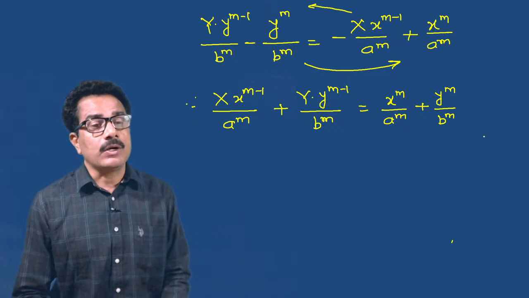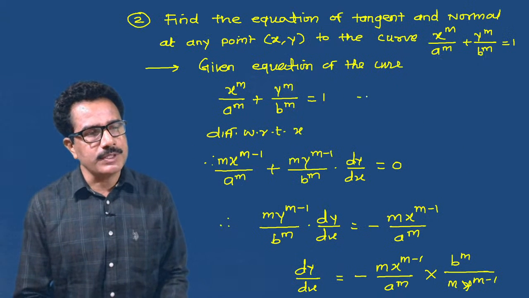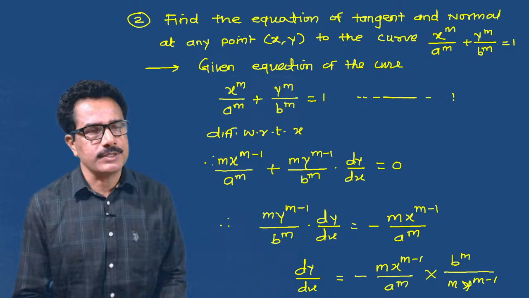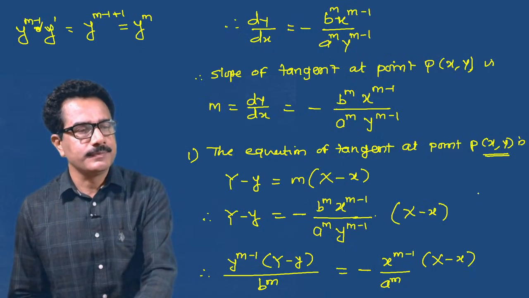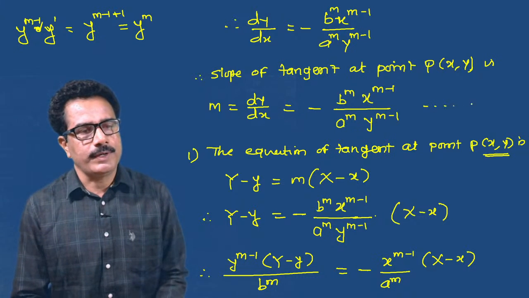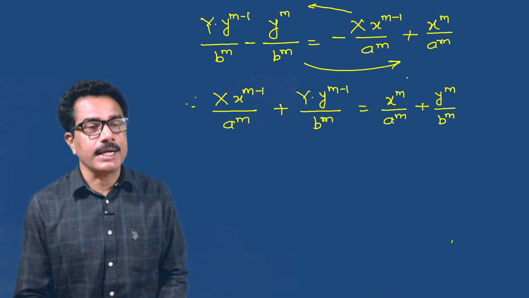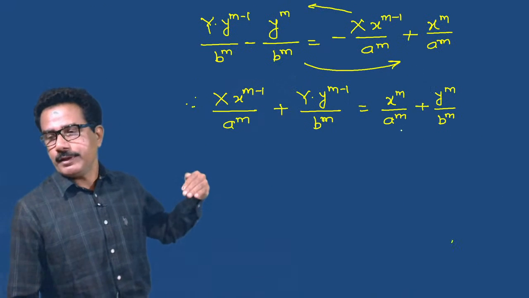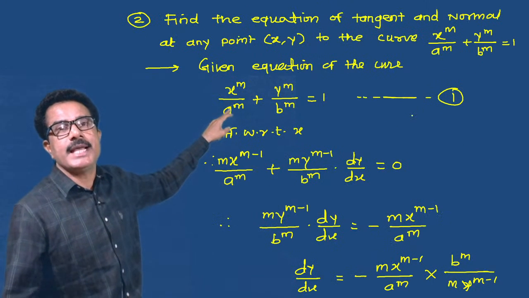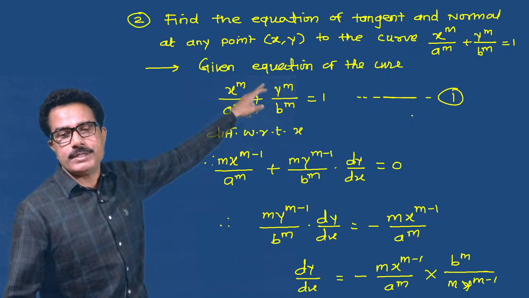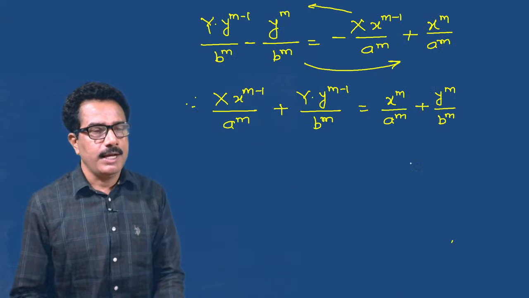But according to the given equations here, what is the given equation? Actually, if we consider this equation as equation 1, then according to the given equation, suppose the slope of a tangent is considered as 2, then from equation 1 we can replace x raised to m divided by a raised to m plus y raised to m divided by b raised to m is equals to 1. So we have to replace this as 1.